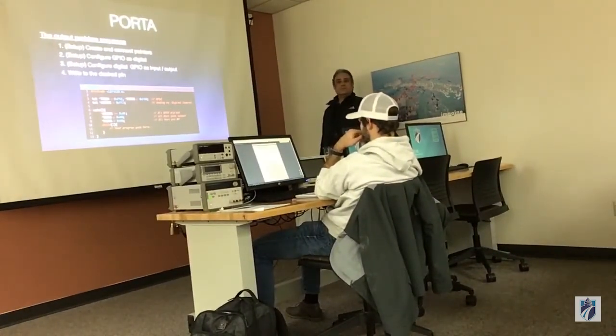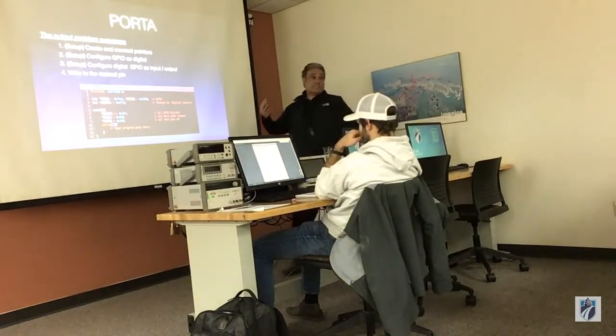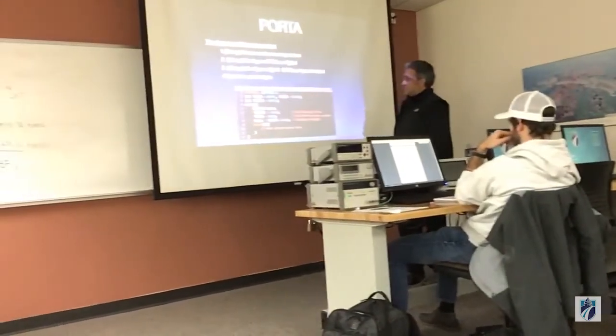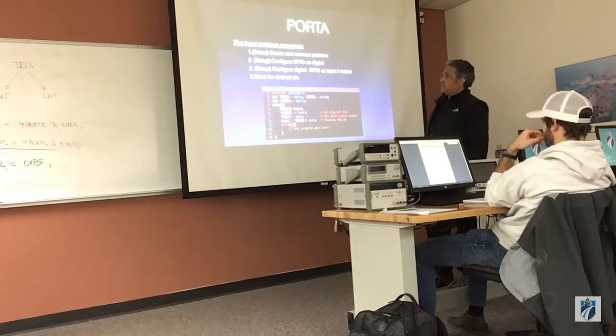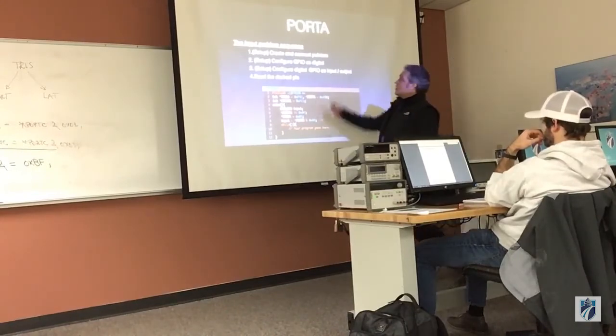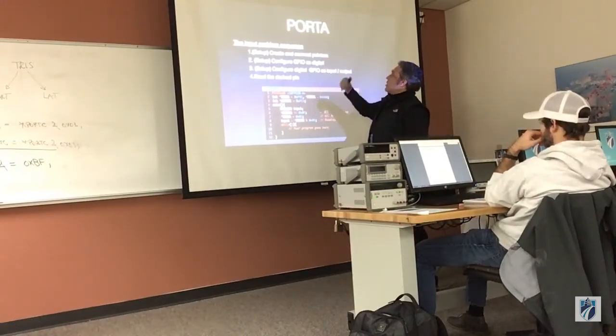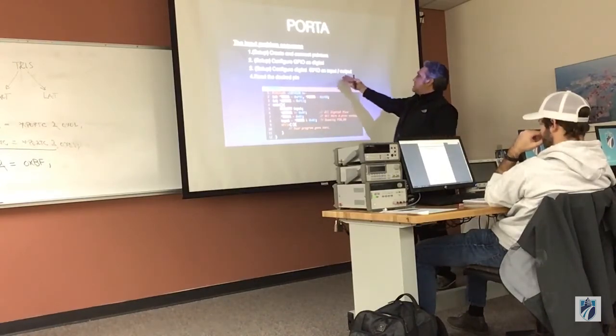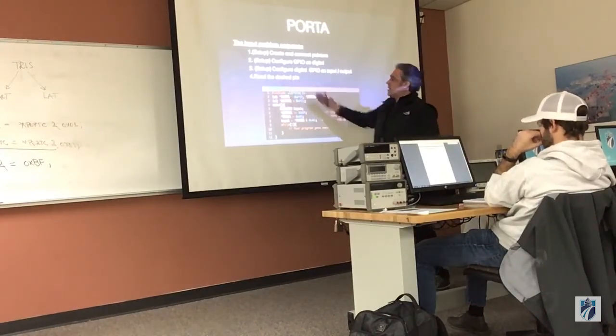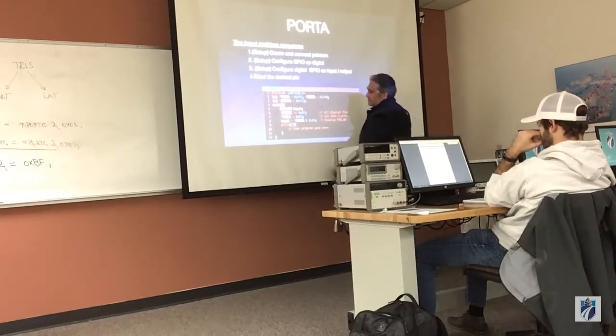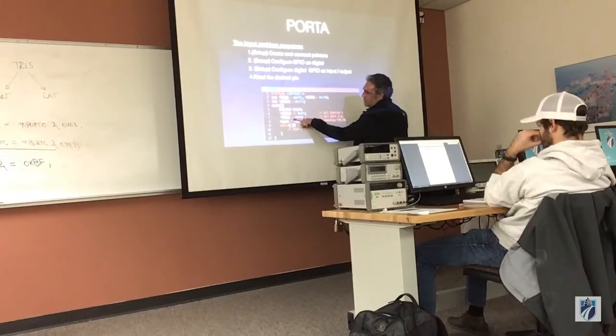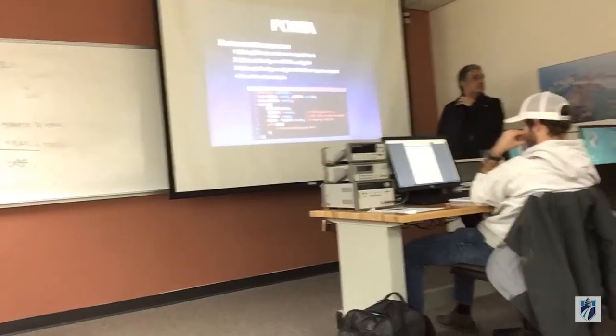See that? If you're going to do a digital input, same thing. Look, this is digital input. The recipe is the same. Create a connection to pointers, configure the GPIO as digital, configure the digital GPIO as input, and then read the desired pin. So it goes like that. Make it digital, make it input, read it. See that?